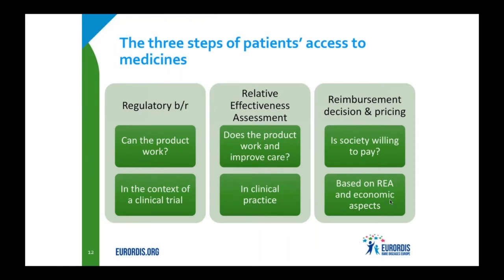So here, this slide summarizes what we call the three steps of patients' access to medicine. First, a medicine needs to demonstrate efficacy in the context of a clinical trial, so in a controlled environment. Then it needs to show that the medicine works in clinical practice, so in normal real-life conditions. So it has to show clinical effectiveness. And before the medicine can reach the patients, pricing and reimbursement decisions are taken. So is society willing to pay for that medicine? And here HTA plays a role.